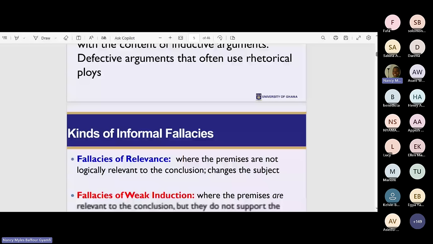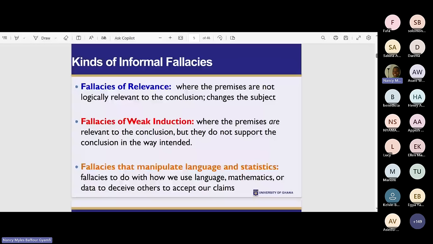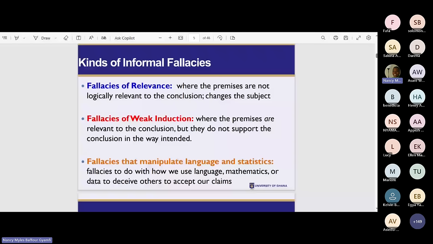There, I showed you three ways of categorizing informal fallacies. Okay, fallacies of relevance. Is it relevant? The premises you are offering, the supposed premises, the reasons you are offering, do they really connect to the conclusion you are making, or are they diversionary? Diversionary means you are drawing our attention to something else to convince us to go and support another claim. We will see them shortly.